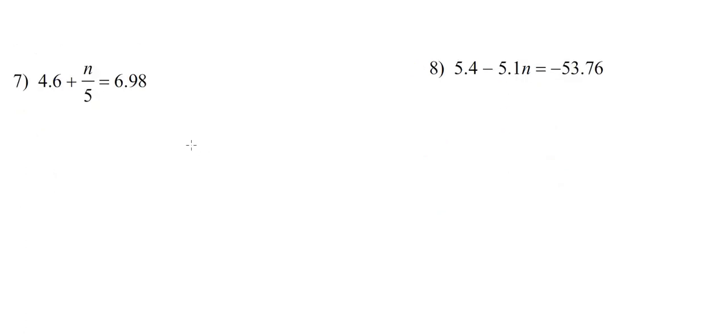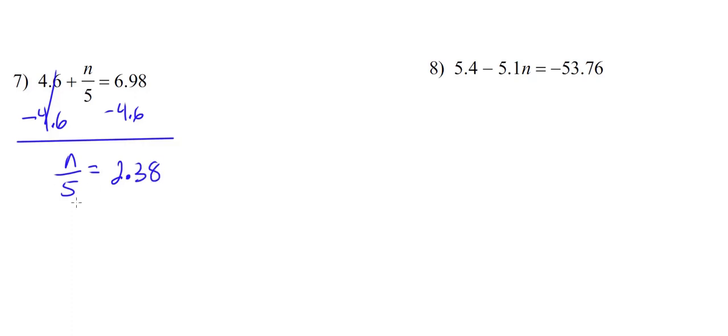All right, now time for our last two questions. Number 7. 4.6 plus n over 5 equals 6.98. In order to get n alone, we need to get rid of this 4.6 and this 5. First, we're going to undo addition or subtraction, which means we need to get rid of this positive 4.6. So we are going to subtract 4.6 from both sides. On the left, these cancel out, leaving us with n over 5. And on the right, 6.98 minus 4.6 equals 2.38.